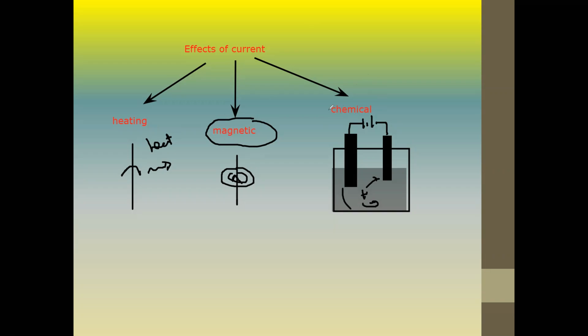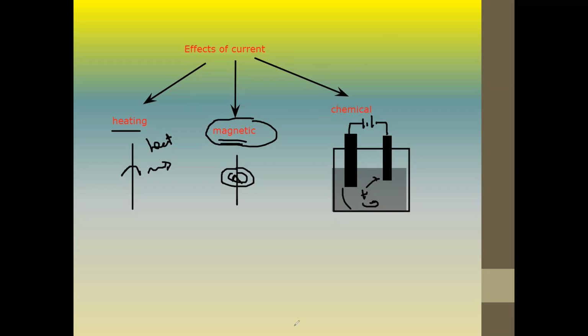Just as an introduction, you should know that current can also have a chemical effect, and can carry out chemical changes by passing a current through a material or solution. In this part, we'll study the magnetic effect of current. When we pass the current, there will be a magnetic field. So three effects of current are heating, magnetic, and chemical. We'll discuss the magnetic effect now.